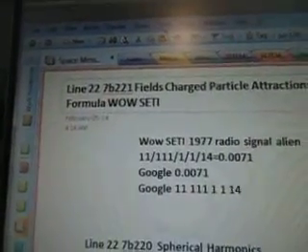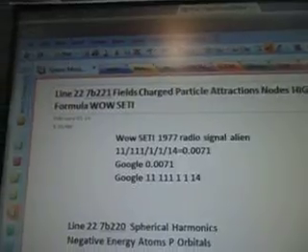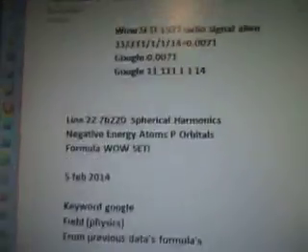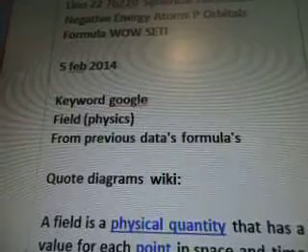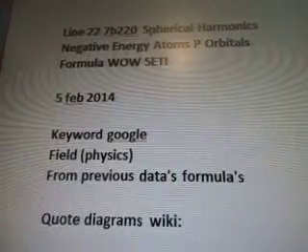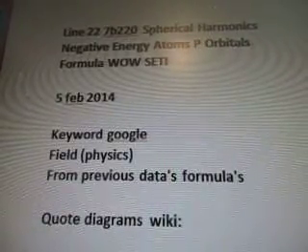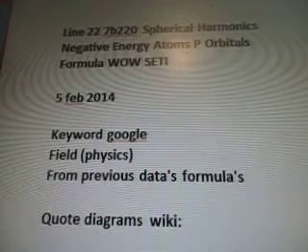Line 22, 7B221. Fields, charged particle attraction, nodes, Higgs formula, Wow Seti. There's the alien radio signal. Okay, so we're going to look at the... down just a bit more there. Field physics, points in space, nodes, Higgs electric field formula, wires, frequency, attracting, repelling particles, line 22, wow data.